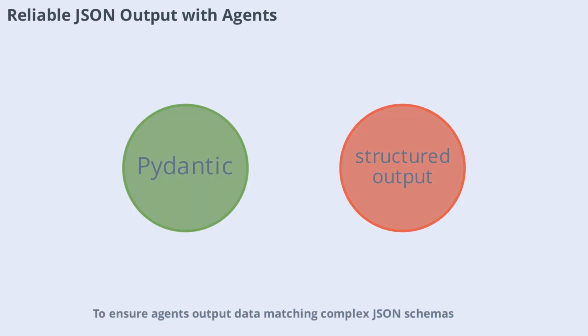To ensure agents output data matching complex JSON schemas, developers use Pydantic data models with structured constraints. By binding these models to the agent's function calling architecture, you guarantee that outputs adhere to the required format, making integration with databases and APIs seamless.